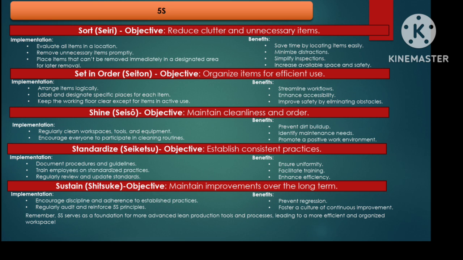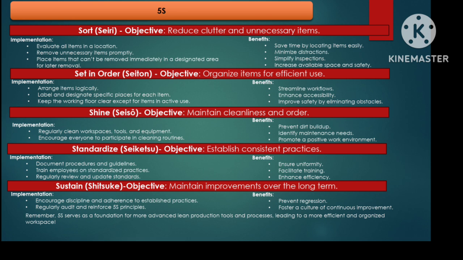Shine. Maintain cleanliness and order. It is very important to regularly clean workspaces, tools and equipment, and encourage everyone to participate in these cleaning routines, because safety is everyone's responsibility, and by maintaining this cleanliness you are ensuring not only your safety but the safety of everyone around you. Standardize. Establish consistent practices. Maintain documents, procedures, and guidelines properly.